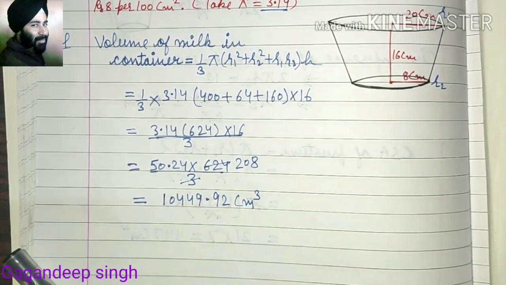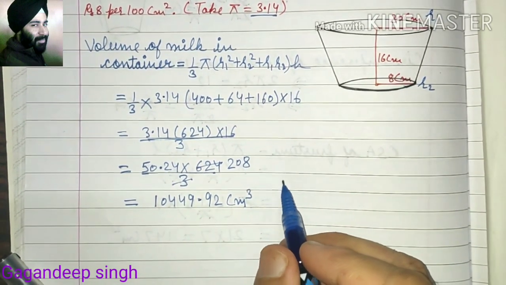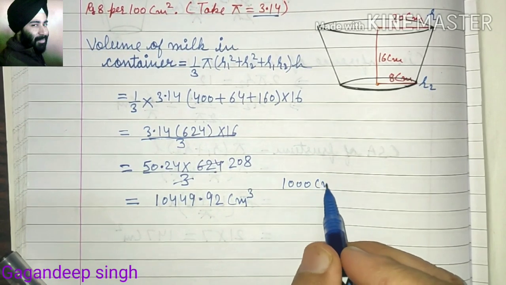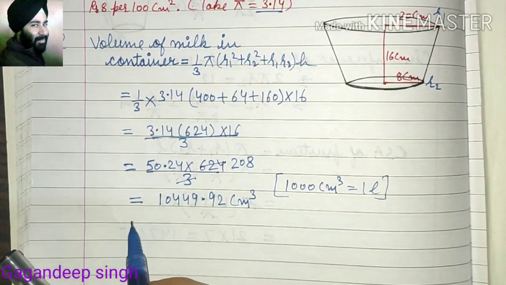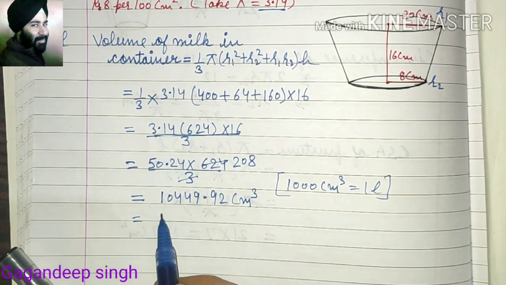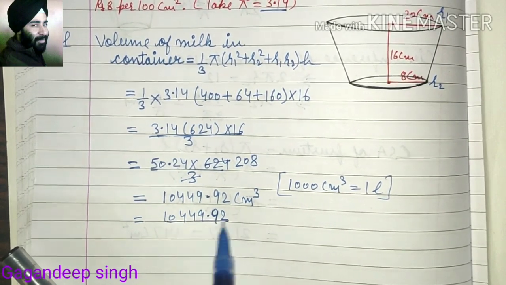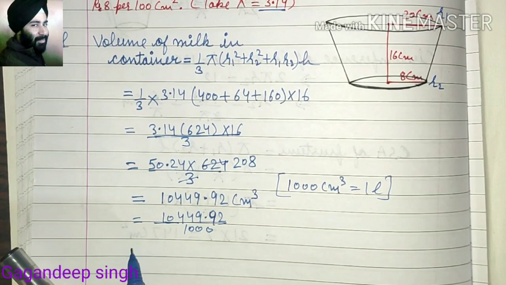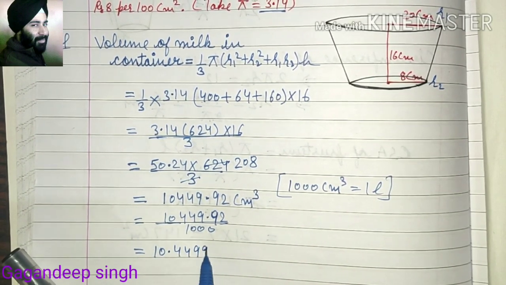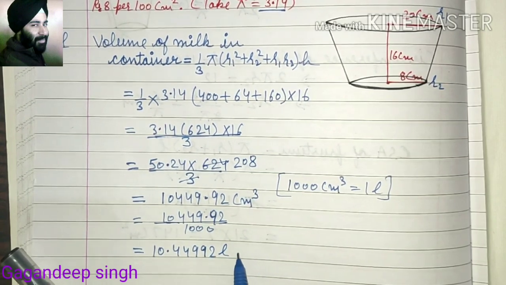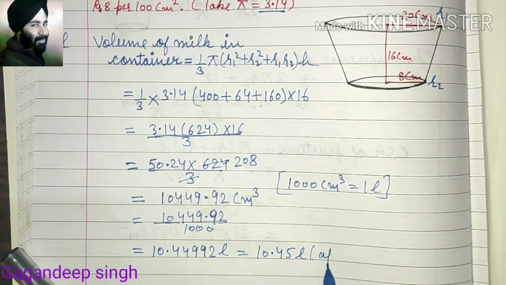centimeter cube, and we have to convert this volume into liters, and as we know that 1000 centimeter cube is equal to 1 liter. So to convert this volume into liter we have to divide by 1000. So after division it will be 10.44992 liters, or we can say 10.45 liters approximately.